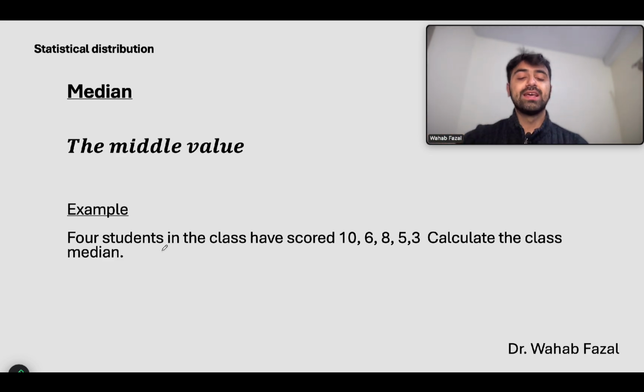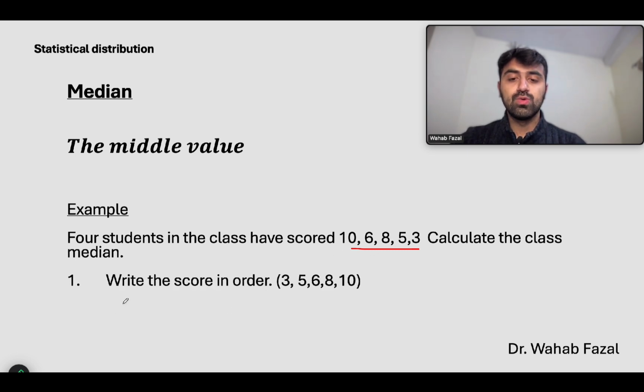So how you do this is that you arrange all of these numbers in a sequence. So this would be 3, 5, 6, 8, 10. So you write the sequence in order, which will be 3, 6, 8, and 10. And so what is the middlemost value here? Which will be 6. So this is our middlemost value.